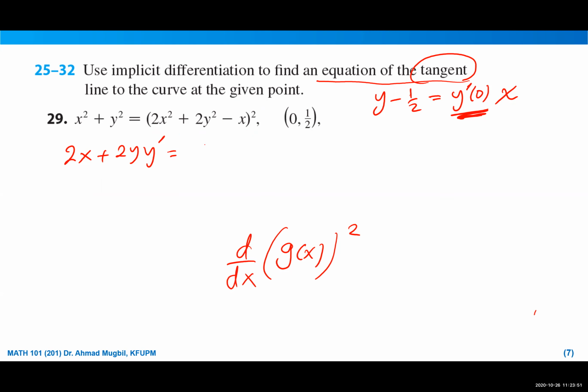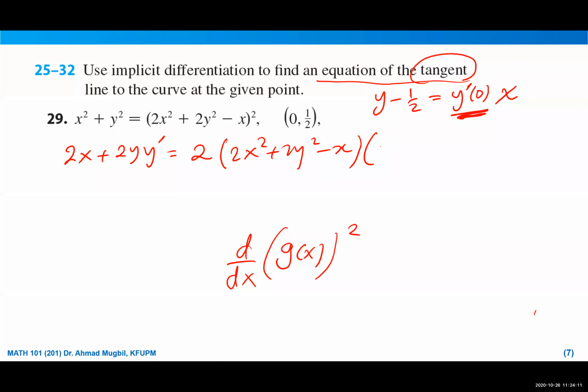This is also a common mistake. So 2 times g of x, but whatever is inside, to the power 1, and then multiply by the derivative. So it will be 2 times... Squared plus 2y squared minus x times x. Multiply the equation.